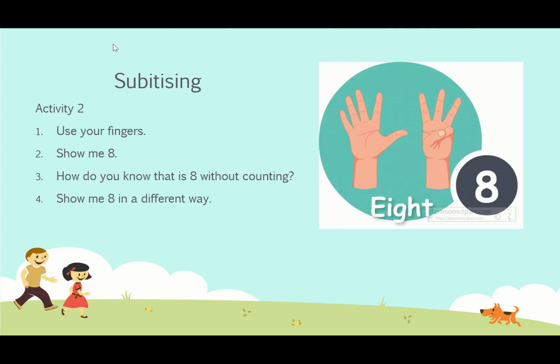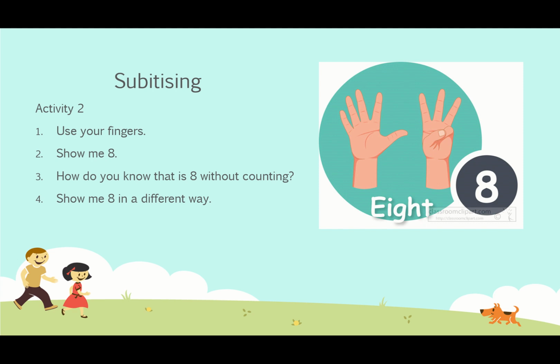Another activity that we could use is our fingers. Now, that's something you don't need any resources for. So show me 8. And how would you know that that was 8 without counting? Well, most children know straight away that the first sum they can work out is that they've got 10 fingers. So if they were just to have one hand, they would know straight away that that was 5. So they would begin with the 5 and then adding on another 3 to make 8. They would see that 8 is made up of 5 and 3.